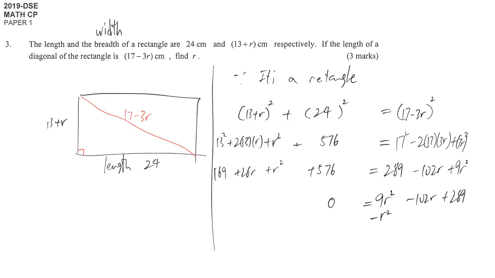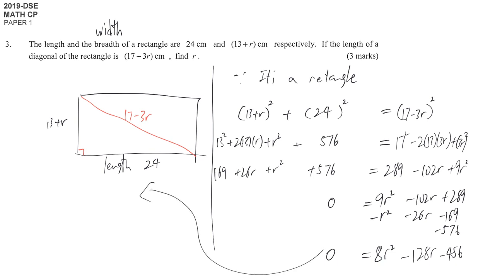And then minus r squared, minus 26r, minus 169 and also minus 576. You can use multiple rows, but make sure you just use one equal sign. After that, a is 8, b is negative 128, c is negative 456. Then you can use your calculator's formula function to solve the value of r, or you may solve it by factorization as you like.